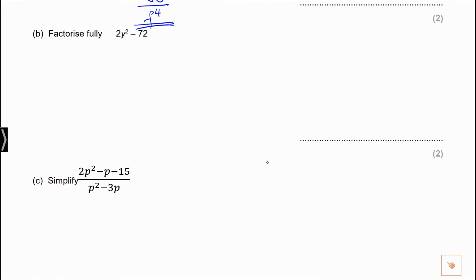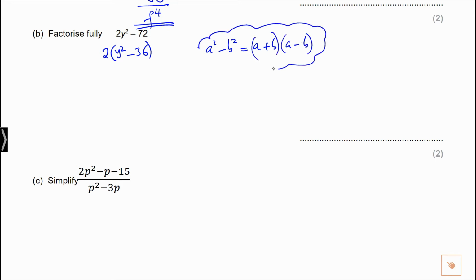Next question, we need to factorize this fully. So basically, the common factor here is 2. So you take 2 outside the bracket, and then you'll end up with y squared minus 36. And then you apply the difference of two squares. So a squared minus b squared is equal to a plus b multiplied by a minus b. Again, that's something that you have to remember. So this will be 2 into y plus 6 and y minus 6.